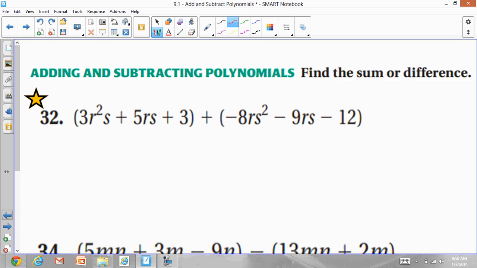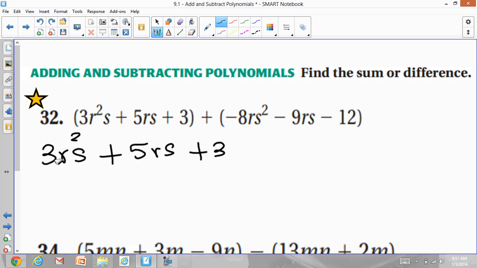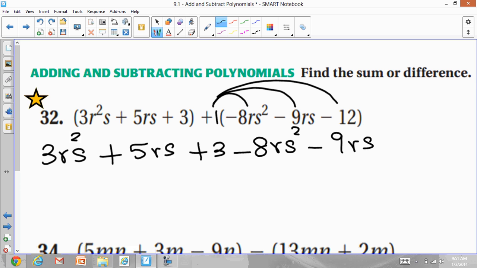Now copy down question number 32. The first one is 3r squared s plus 5rs plus 3. Now this is the one I'm talking about: make sure that you have plenty of space between each term so it's easy to circle. Do not scrunch them together and don't try to conserve space. Now for this one you're going to apply the distributive property to open the parentheses. I'm going to multiply positive 1 to all of them, which is going to give me negative 8rs squared minus 9rs minus 12.